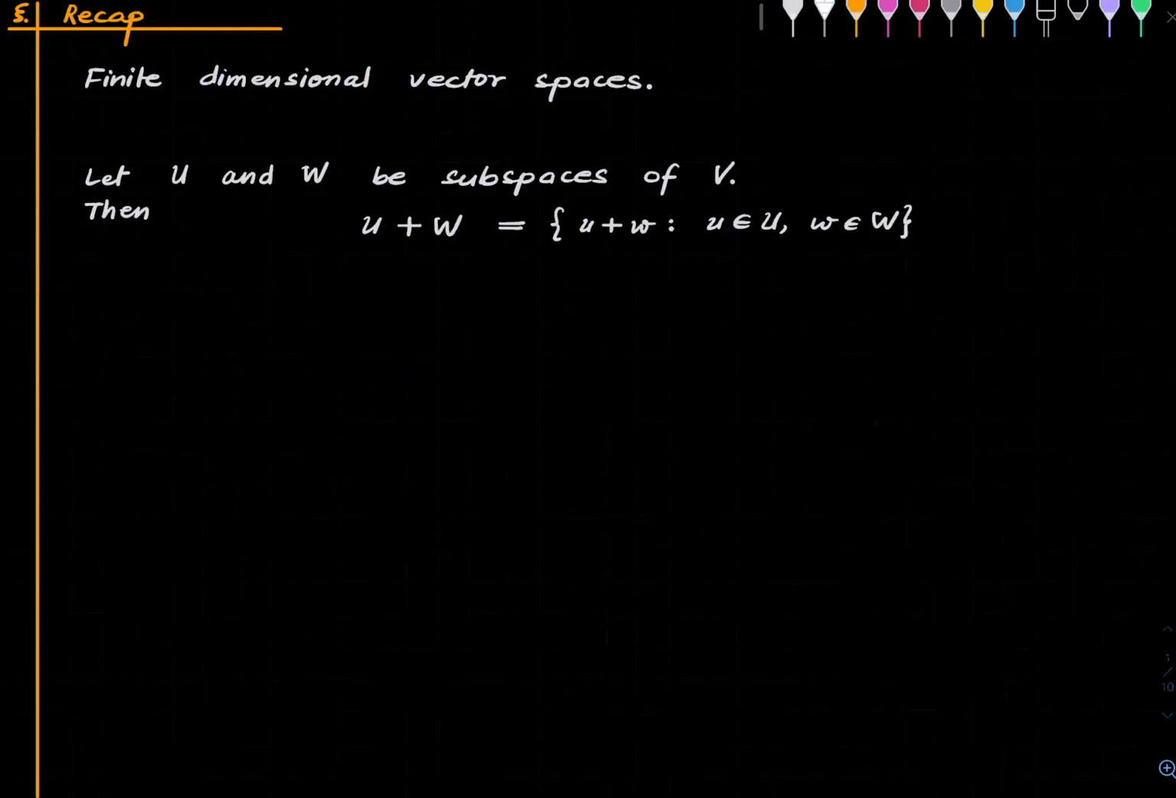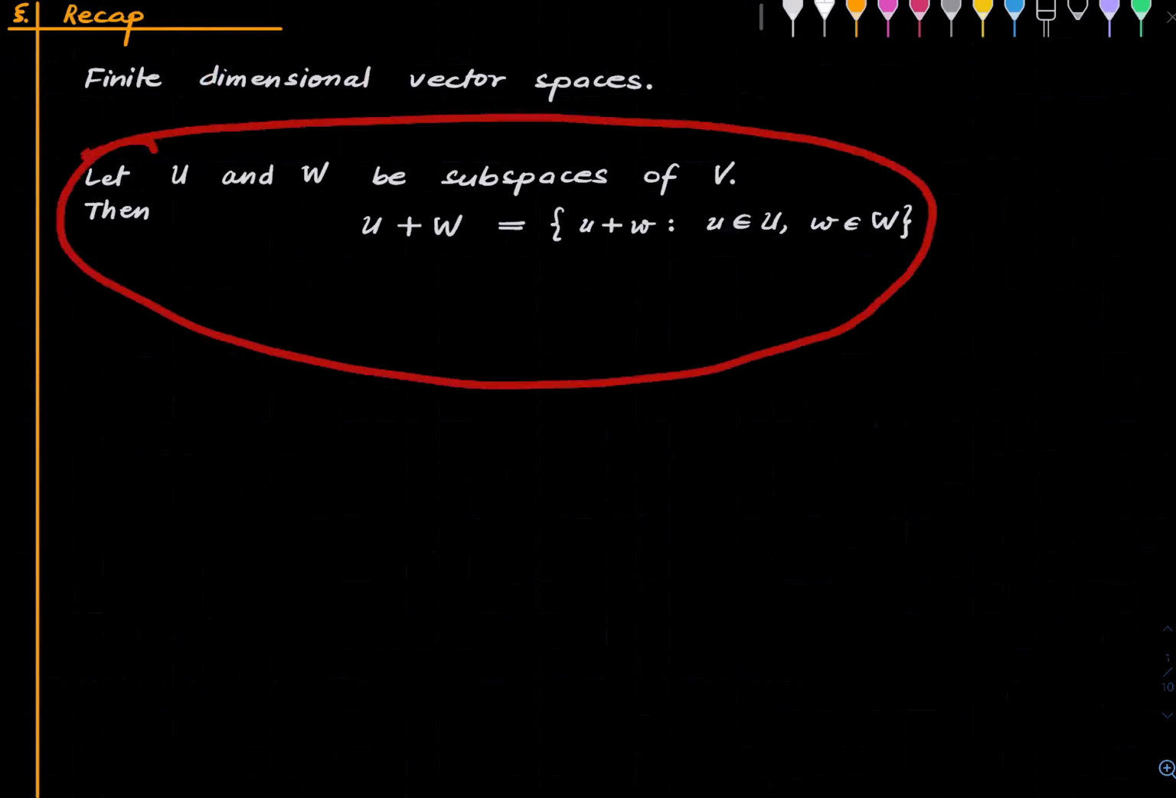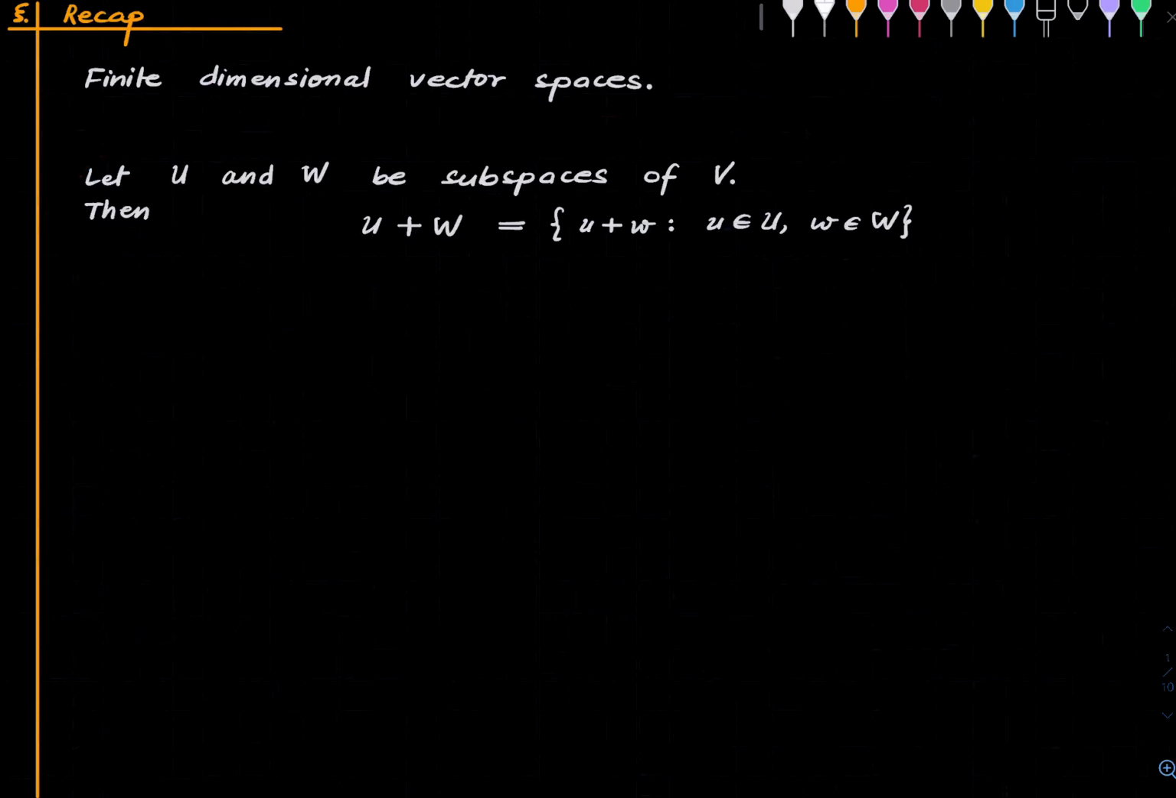need to know. And we need to recall this operation that one can perform on two subspaces. If U and W are subspaces of a vector space V, then we can define the sum of those two subspaces as this thing. And one can easily verify that this itself is a subspace. Okay, so let's move on.